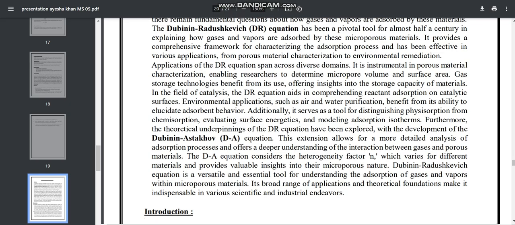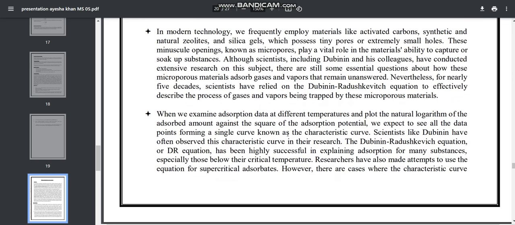The next we have is the introduction. In today's technology, we often use materials like activated carbon, synthetic and natural zeolites, and silica gels, which have tiny pores and small holes, which are called micropores. These small openings are crucial for these materials to capture or absorb substances. Despite ongoing research by scientists, including Dubinin and his colleagues, there are still important questions about how these microporous materials absorb gases and vapors.